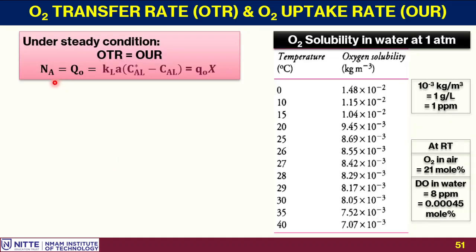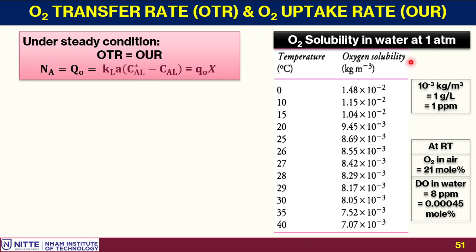So let us consider the steady state condition. Under steady state condition, whatever oxygen is transferred is taken up at the same rate. Uptake and transfer are both equal under steady state. So your KLA (C star minus CAL), this is the mass transfer equation, will be equal to Q naught X. Now this C star is the oxygen solubility.